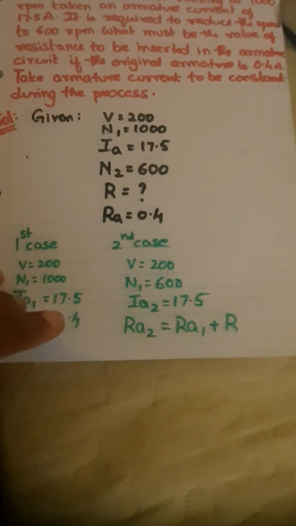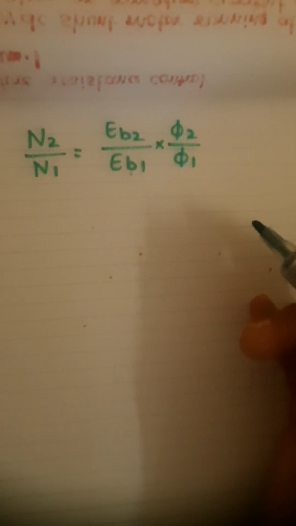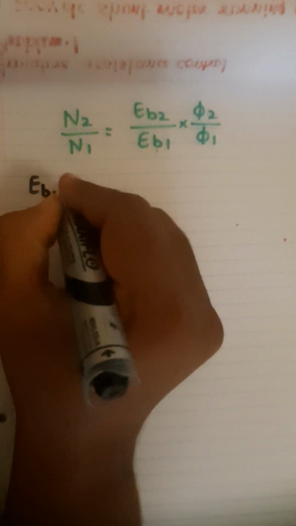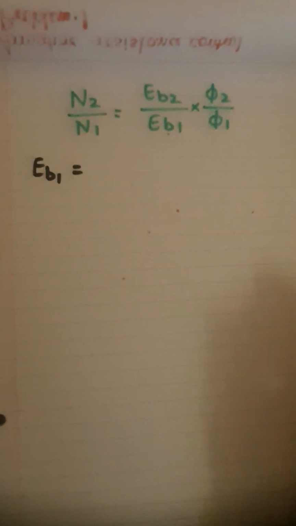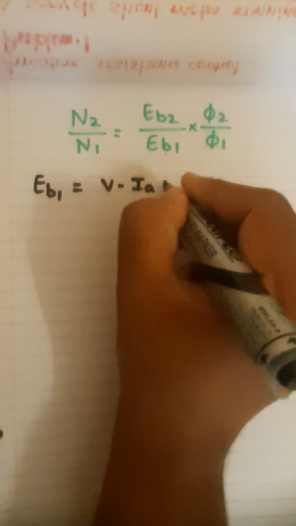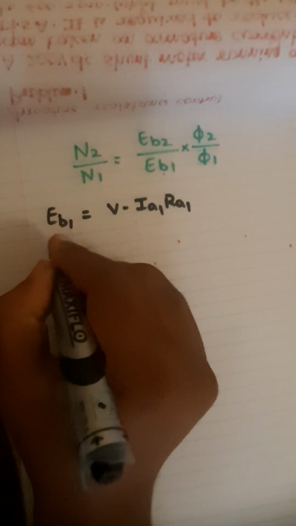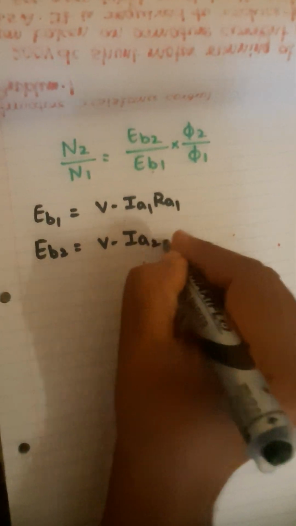The formula we learned from machines is N2 by N1 equals EB2 by EB1 into phi 2 by phi 1, that is flux 2 by flux 1, case 2 over case 1. EB1 is the back EMF. The back EMF formula is V minus IA RA. For the first case, EB1 is V minus IA1 RA1. In the same way, EB2 is V minus IA2 RA2.